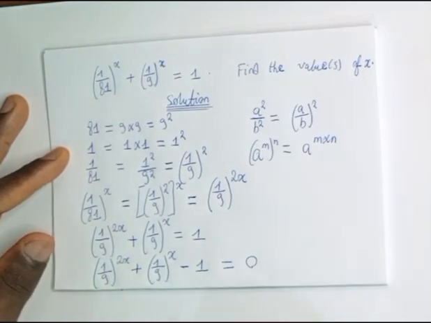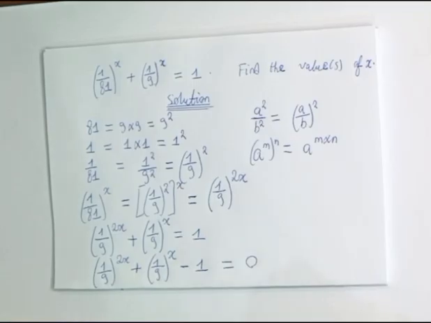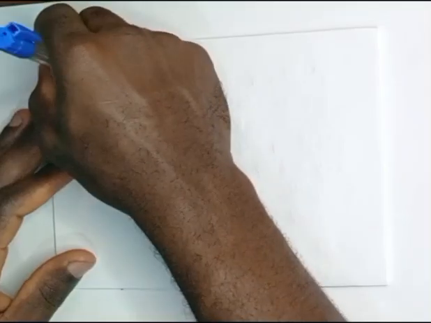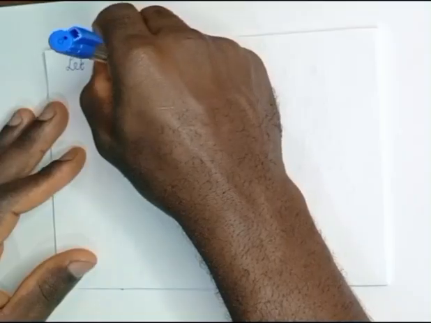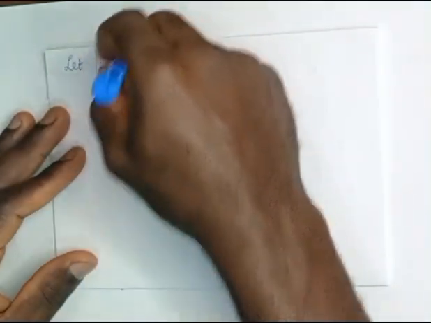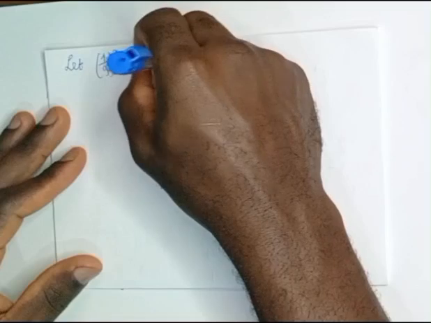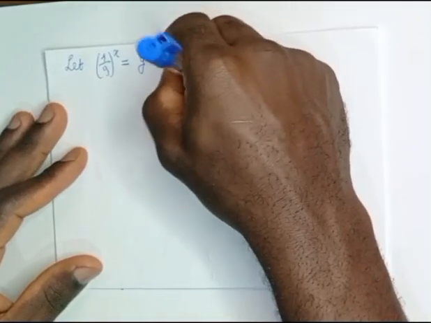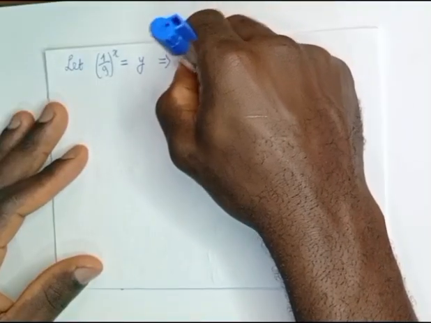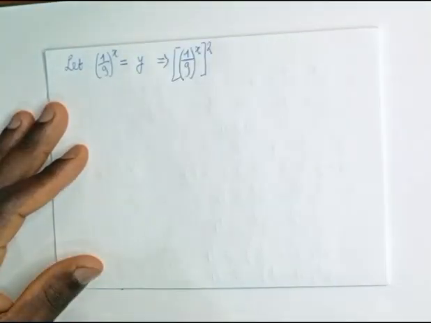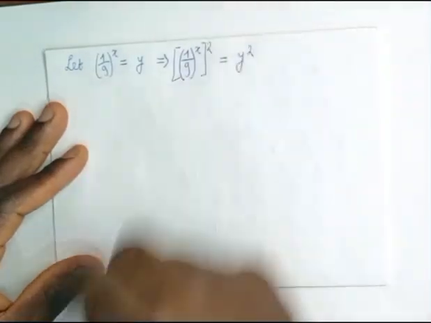Next step, we are going to change the variable. We are going to let 1 over 9 raised to the power x be equal to any unknown of our choice which is different from x. We are going to make use of the variable y. Then we square both sides. 1 over 9 raised to the power x, all this squared is simply equal to y squared.